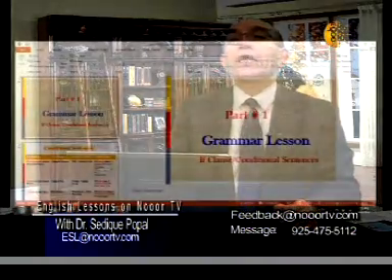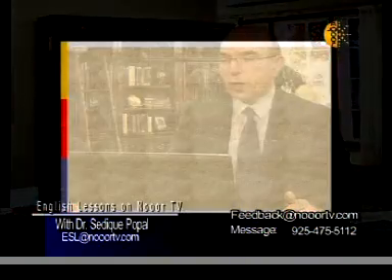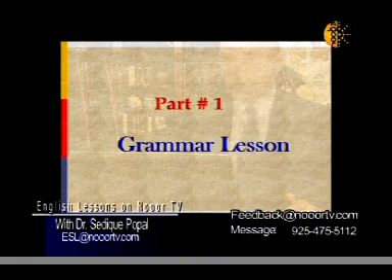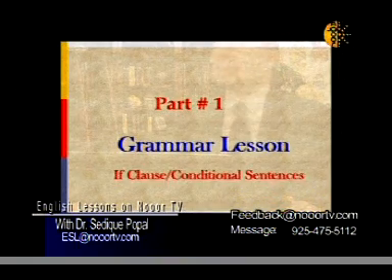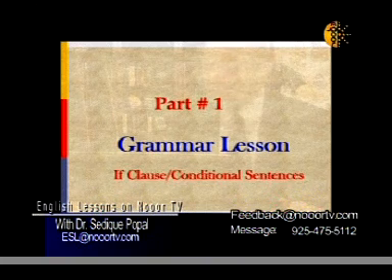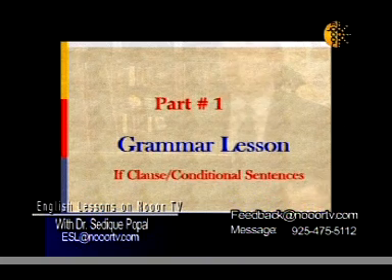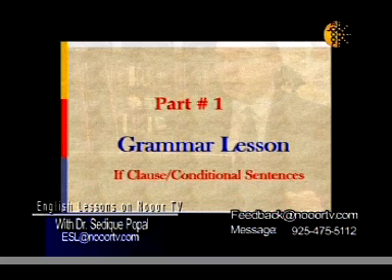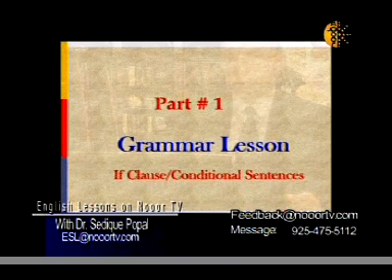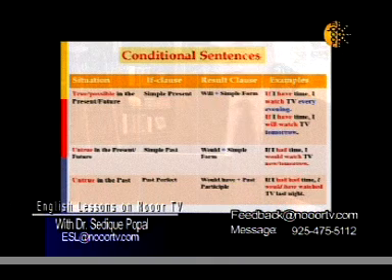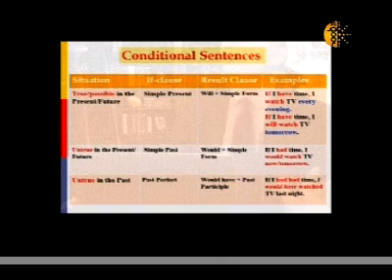Now, let's get to the first part, which is working on conditional sentences. And that is the grammar lesson. Part 1 is the grammar lesson, and the grammar lesson is on if clauses or conditional sentences. There are two names for this grammatical structure. So first, the rules. How do you use conditional sentences? There are three rules or three conditional situations.